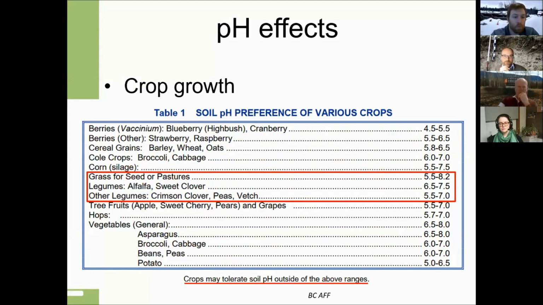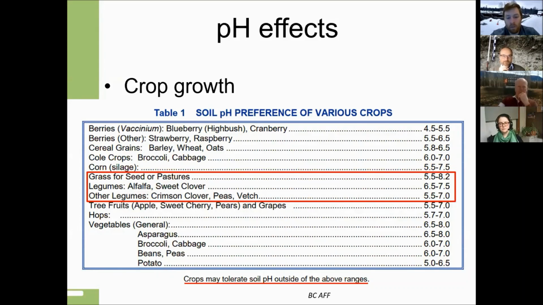But for our purposes, we're talking about forages. Most grass forages do pretty well around 5.5 up to actually kind of basic pH. And then alfalfa, which is a big forage species, has a little higher preference. I know this says 6.5, but normally around 5.8 or 6 is the lower threshold for alfalfa. But of course, there are other legumes you could grow, like crimson clover or vetch, that can tolerate acid soils a little better than alfalfa can.